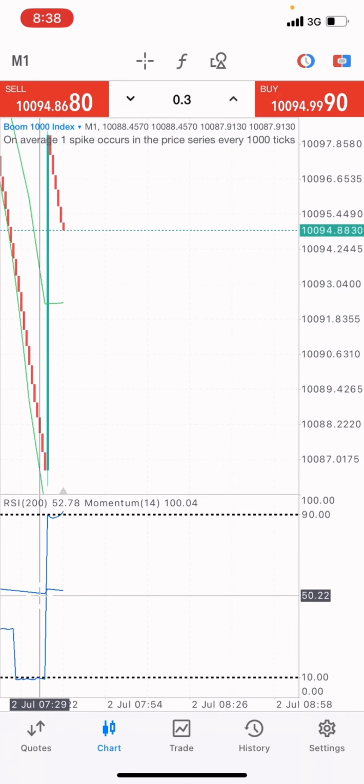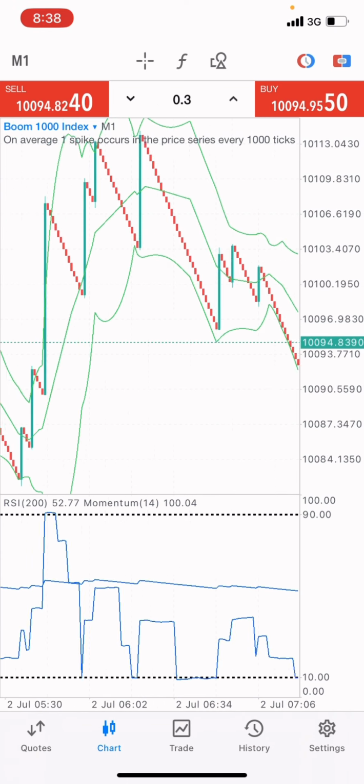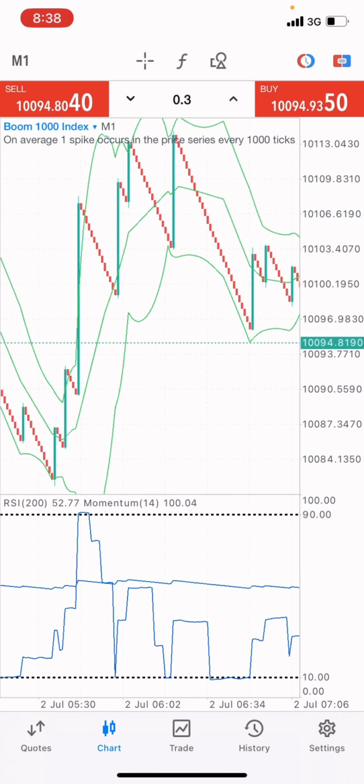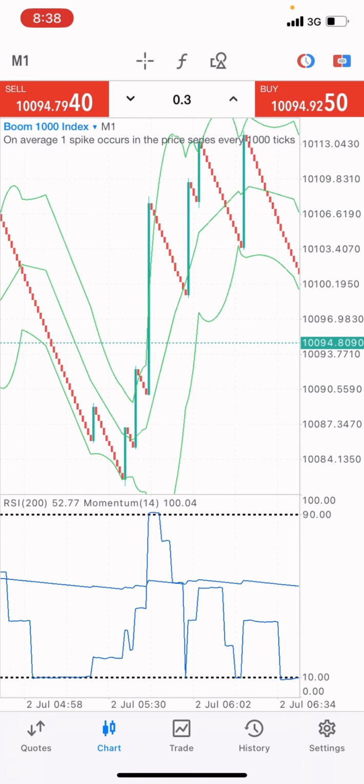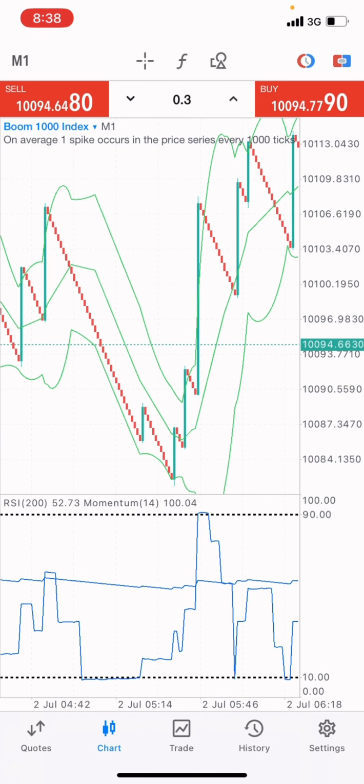Going to the Boom 1000 index, we're using the 1 minute time frame, same for Boom and same for Crash. And this is Boom. On Boom, it's going to be the opposite of Crash. So what we're going to do is the opposite of Crash.